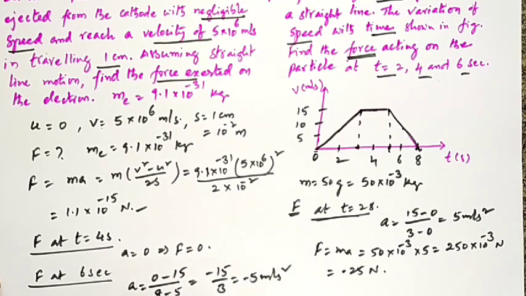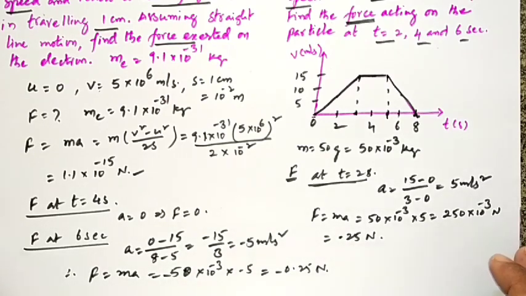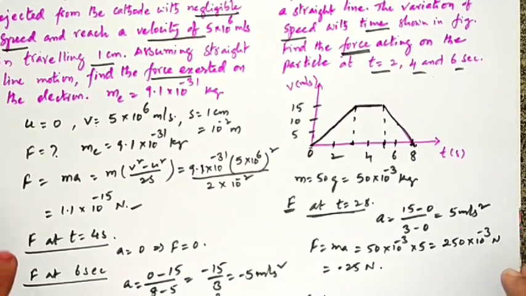Therefore force is equal to how much? ma. That is again 50 into 10 power minus 3 into minus 5. That is again 0.25 newtons, with a minus sign. Okay. So in this way, from the graph also you can calculate the things. Clear? Next, see another model.